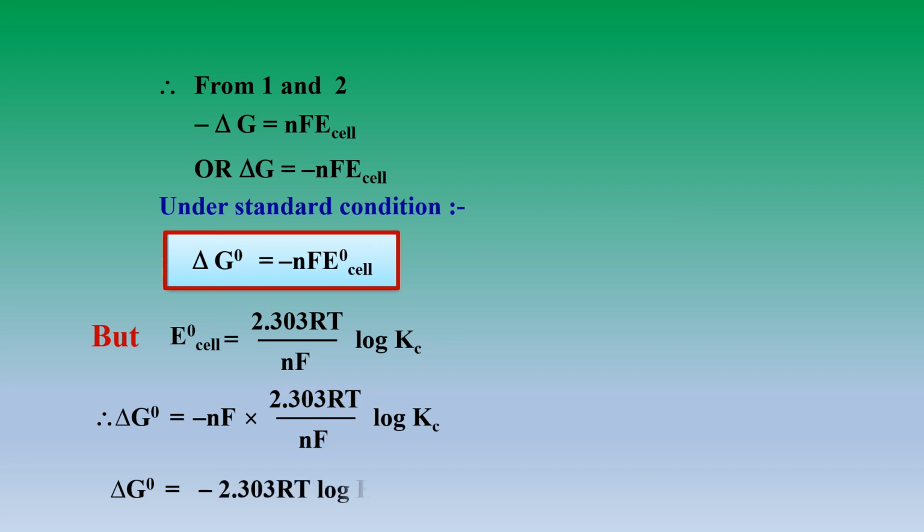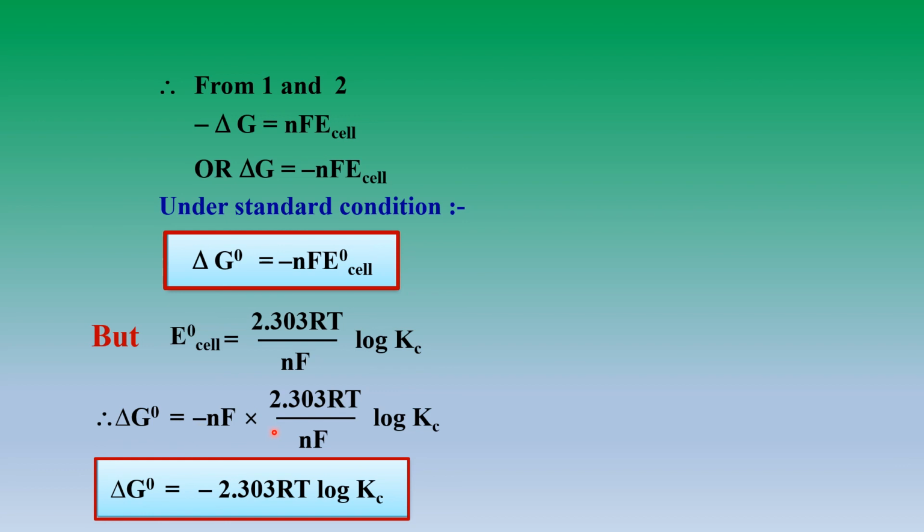Delta G naught is equal to minus 2.303 RT log Kc. Here, nF gets cancelled, and the remaining is delta G naught equal to minus 2.303 RT log Kc. This is the equation to calculate the standard Gibbs free energy change during the cell reaction. Delta G naught is equal to minus 2.303 RT log Kc.